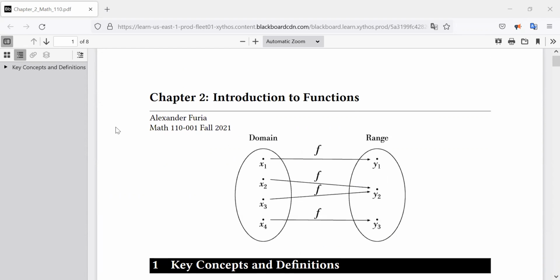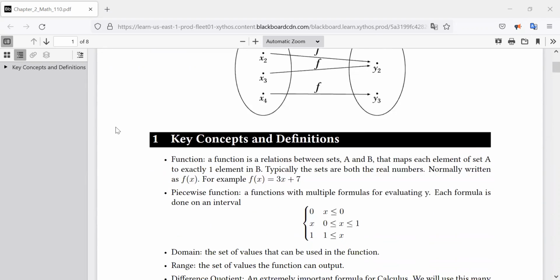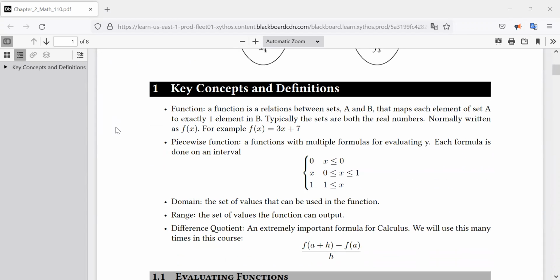So this chapter, we're going to basically give a quick rundown on the concept of functions. So what is a function? Some piecewise functions. Students tend to hate those, but they're really not that bad. The concept of domain and range, and then the difference quotient. The difference quotient, if any of you guys are calc bound, is how we define the most fundamental concept in calculus, called the derivative. So the difference quotient is very important for that.